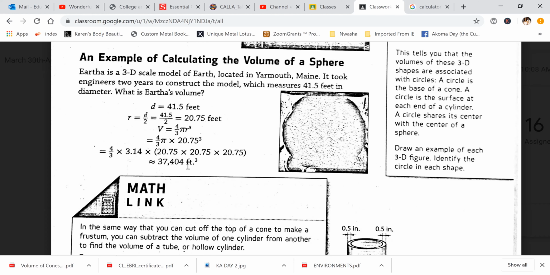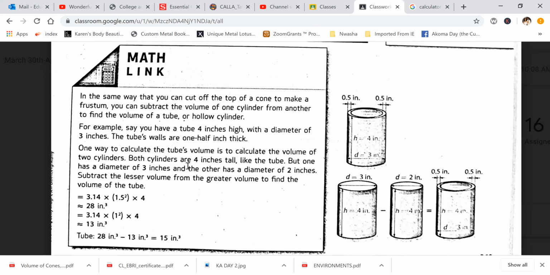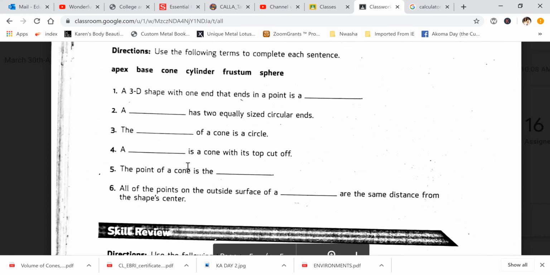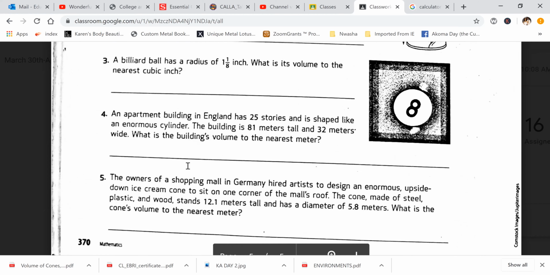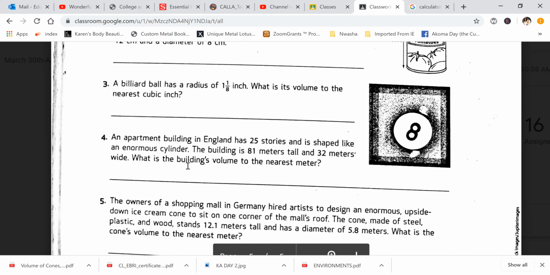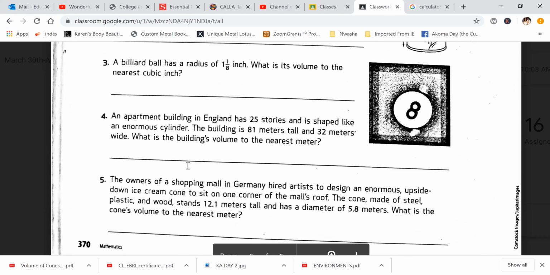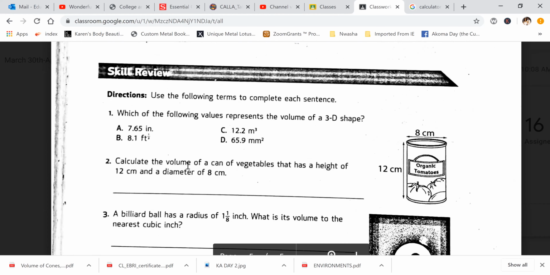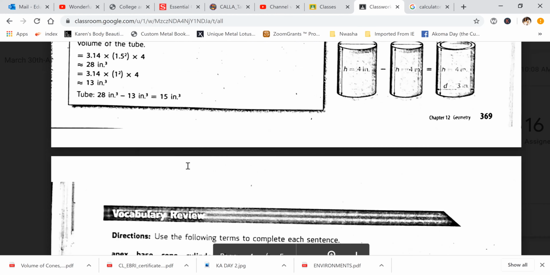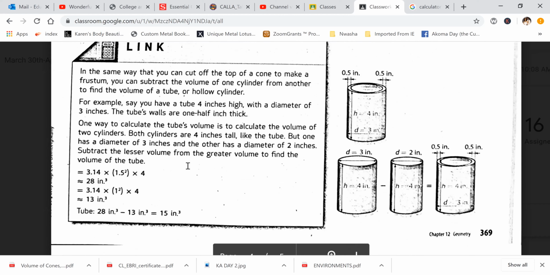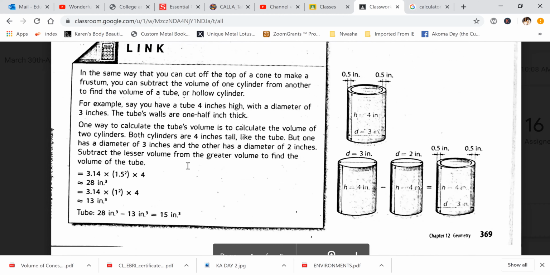All right, so then this will be our last one, and the next page is just a vocabulary page and a skill review where they're giving you a couple of other shapes like the soup can, the 8-ball, an apartment building that's shaped like a cylinder. So these will be the 5 that you do for today's assignment. And then tomorrow we'll pick up with surface area also by going into the other textbook.